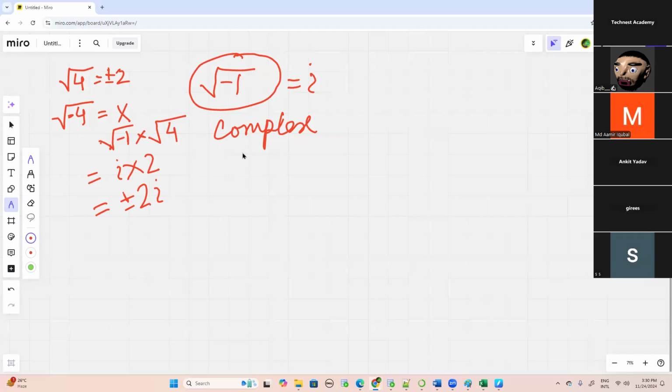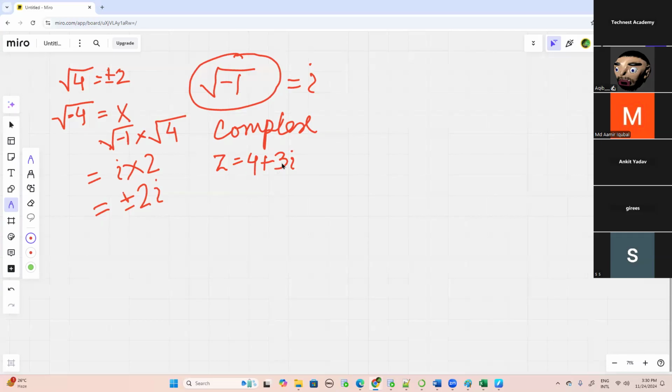Yes, sir. Okay, and complex numbers are generally represented as Z. So I will write Z equals 4 plus 3i. It means 4 plus 3i is a complex number where 4 is the real part and 3 is the imaginary part of it. And then we will see how to draw the graph of it.